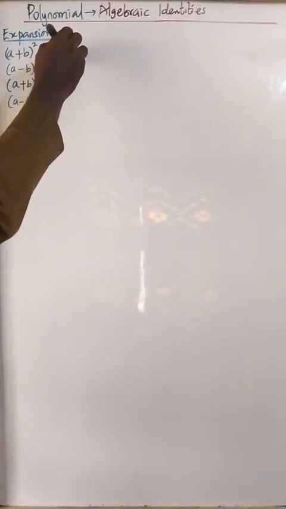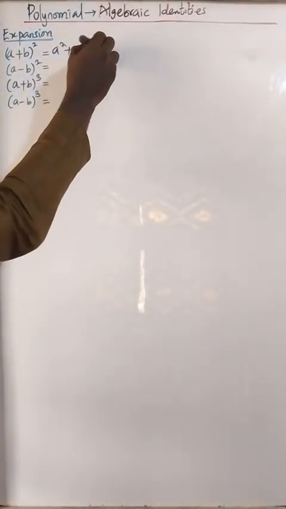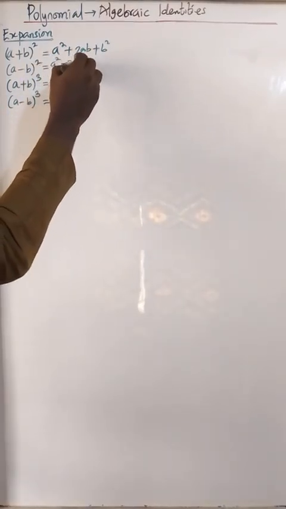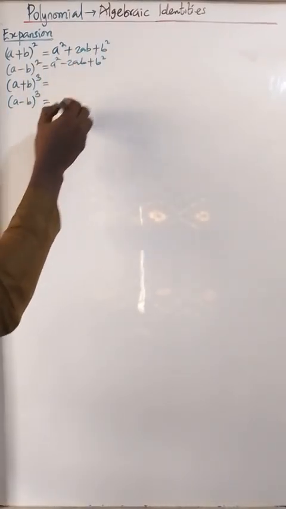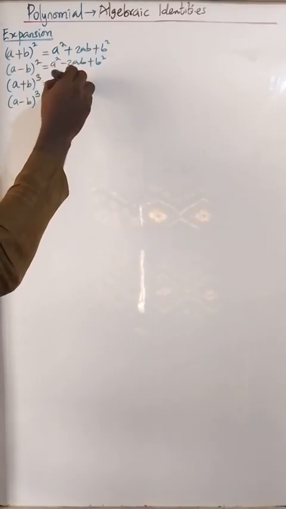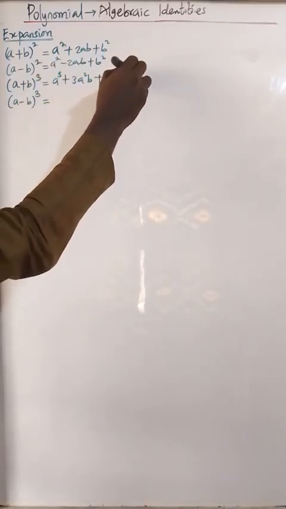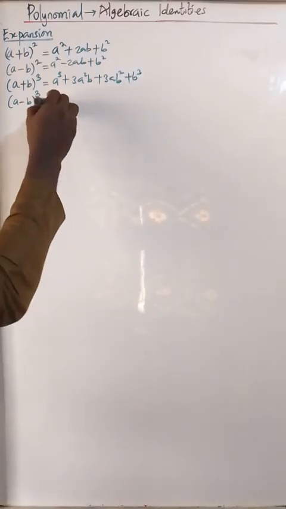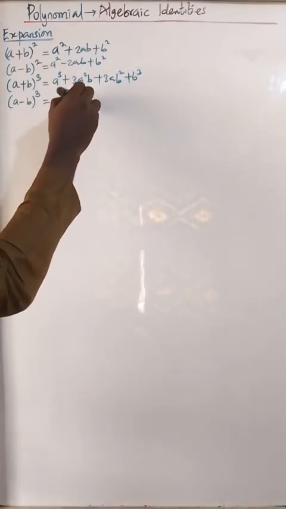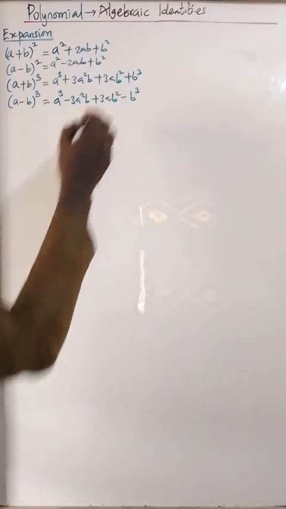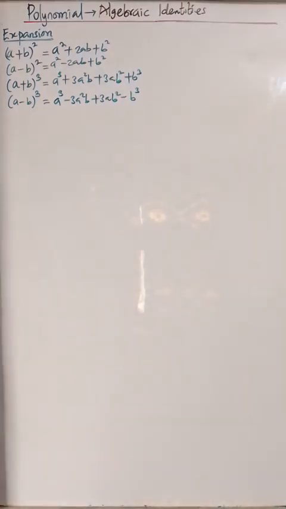For the first one, it is a squared plus 2ab plus b squared. The next one is a squared minus 2ab plus b squared. The third one, a cube plus 3a squared b plus 3ab squared plus b cube. And the fourth one is a cube minus 3a squared b plus 3ab squared minus b cube. You have to know this by heart. This is for the expansion.